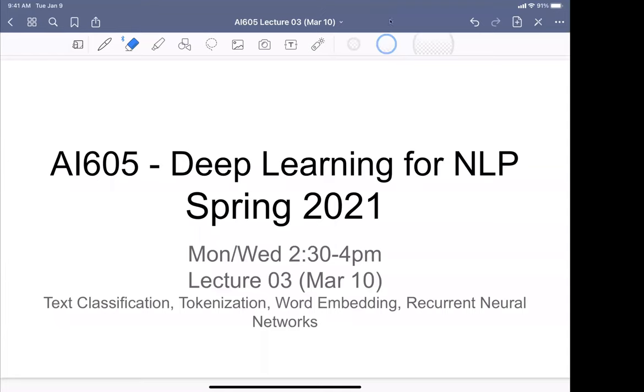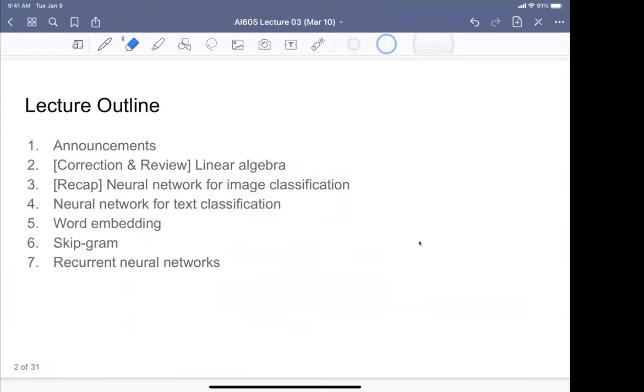And again, let me know during the lecture anytime if you have a question. First, a few announcements. And then I'll go to a review of the linear algebra just to actually correct a few things in the last two lectures. And then I'll be moving to recapping neural nets for image classification. Then we'll finally be going through text classification with word embeddings and recurrent neural networks.